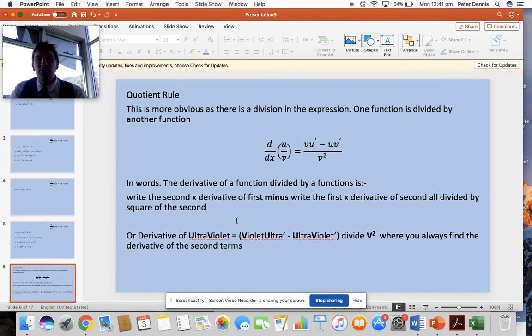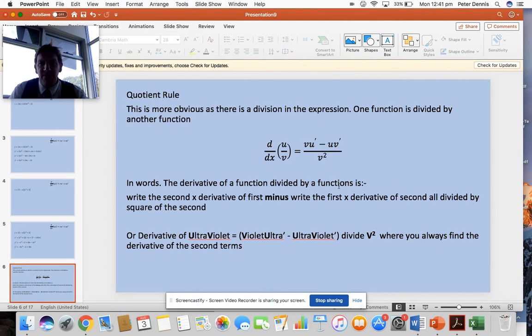If we've got the quotient rule, it's obvious that it's a quotient rule because it involves a divide, but it's pretty much the same formula up top here. The derivative of ultra divided by violet is violet times the derivative of ultra, minus ultra times the derivative of violet. So again, it's ultraviolet, violet ultra, ultraviolet. That's one of my students came up with that. In words, the derivative is you write the second or the bottom term times the derivative of the top minus the top times the derivative of the bottom, and it's all over v squared.